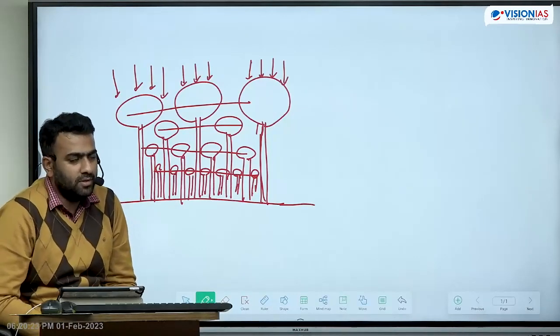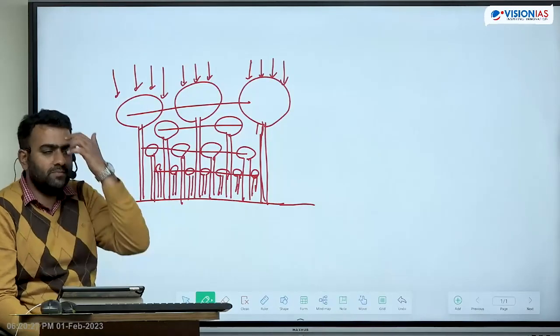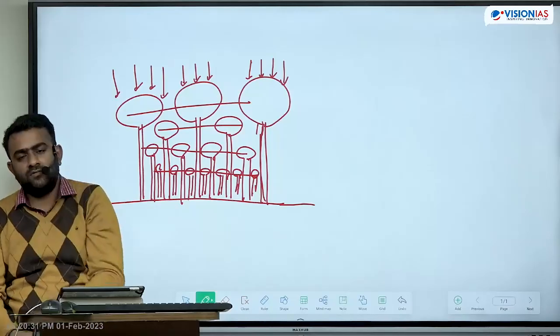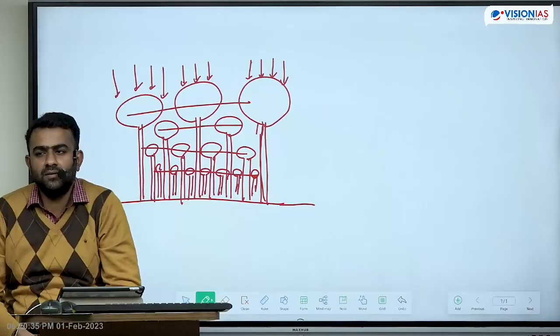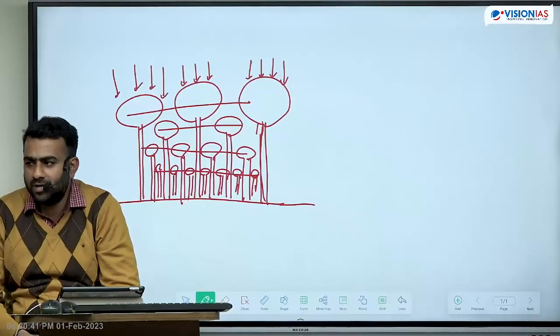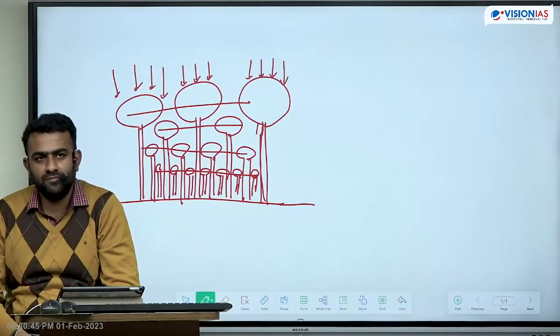Next point, the diversity of flora and fauna. Flora means plants, fauna means animals. The diversity of flora and fauna is very high. Animals refers to the kingdom Animalia. It includes birds, reptiles, insects, mammals, everything comes in it. That is what Animalia is.